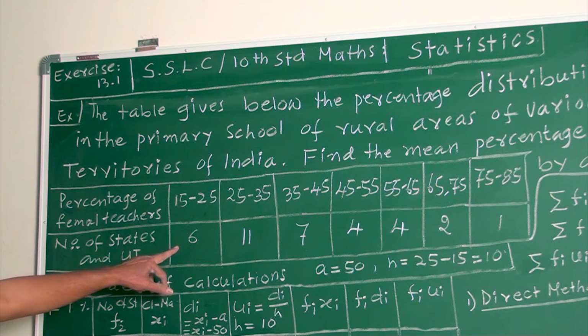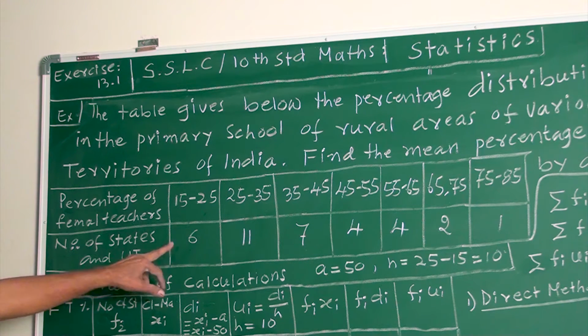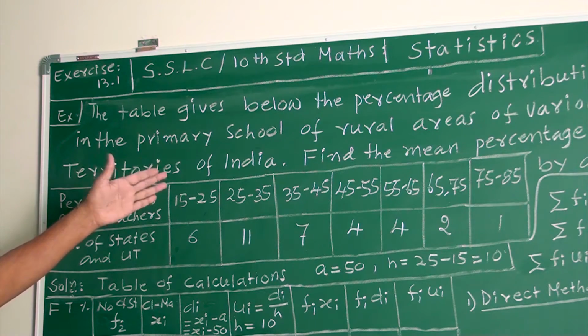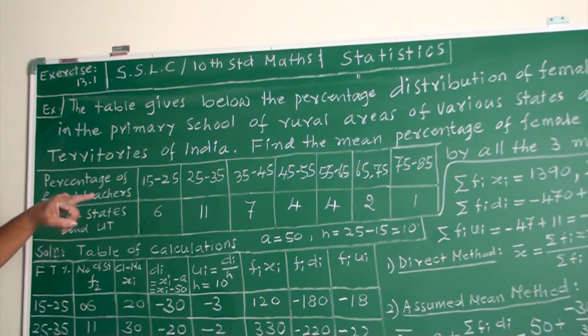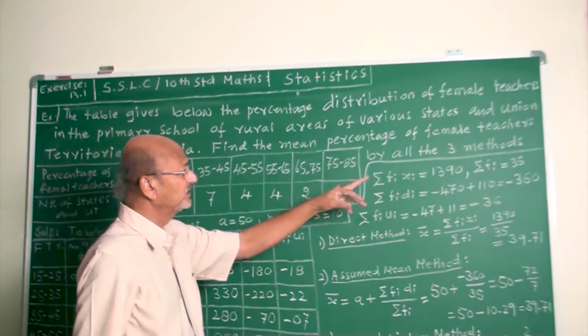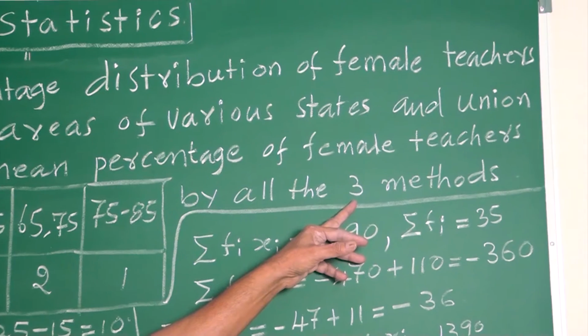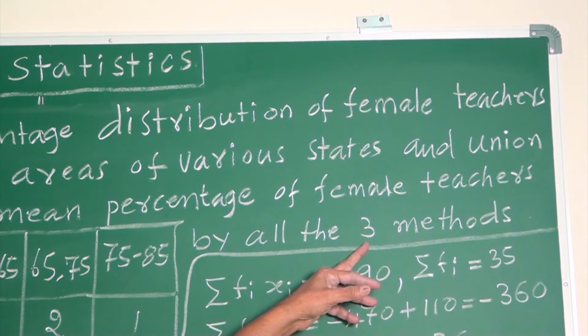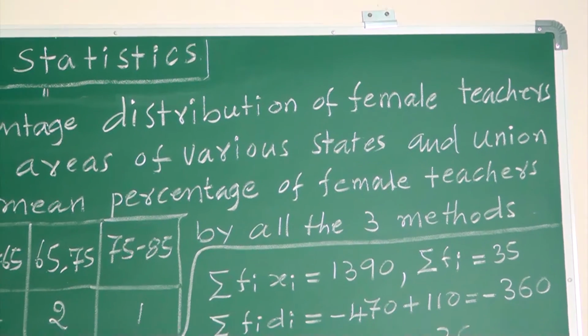The frequency distribution is given. We want to find the mean percentage of female teachers of all states as well as union territories. You have to find this mean by all the three methods. Three methods means direct method, assumed mean method, and the last one is the step deviation method.